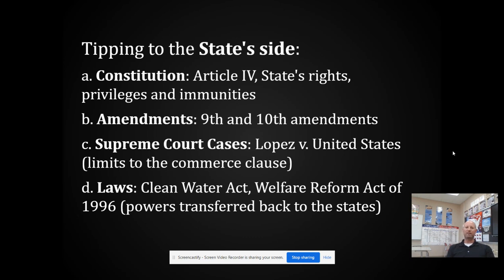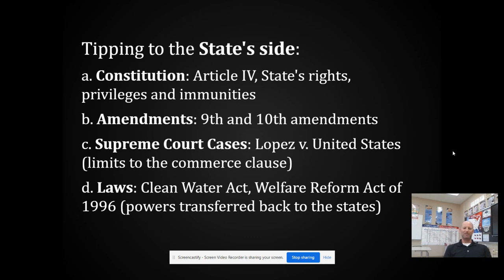Supreme Court case of Lopez versus the United States in 1995. Remember, Lopez brought a gun to school in San Antonio, and he got caught, he got suspended, he got expelled, right? Then they tried to appeal it. Next thing you know, it ends up in court, and then it goes all the way to the Supreme Court. And then the United States government tried to claim that Lopez was allowed to bring that gun, even though the courts passed the Gun-Free School Zones Act, something like that, a few years prior.